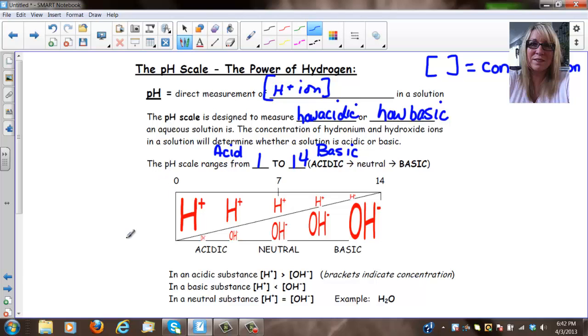Like water. In an acidic substance, the concentration of your H+ is greater than your OH-. In a basic solution, the concentration of your H+ is less than your OH-. And in a neutral substance, the concentration of your H+ equals your OH-.